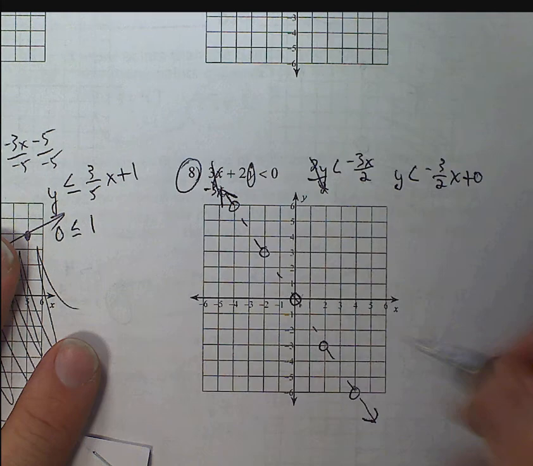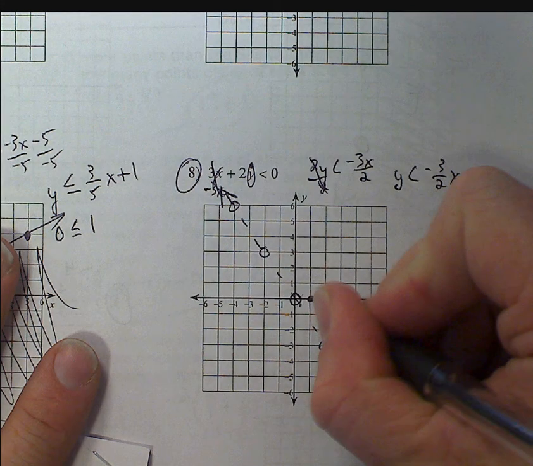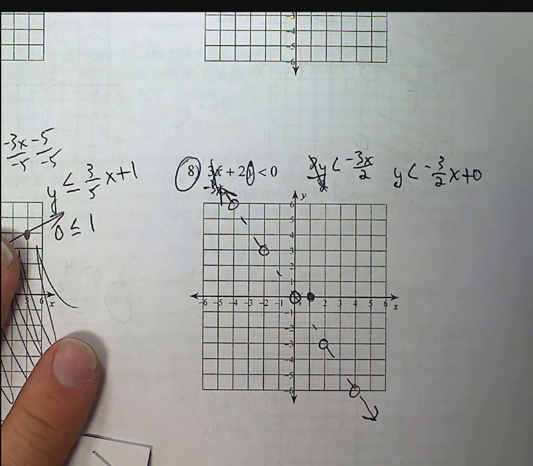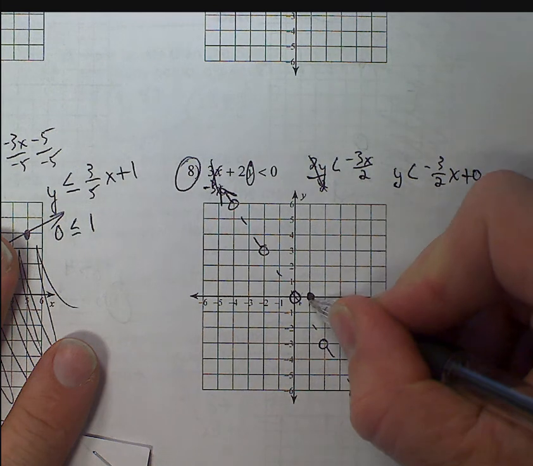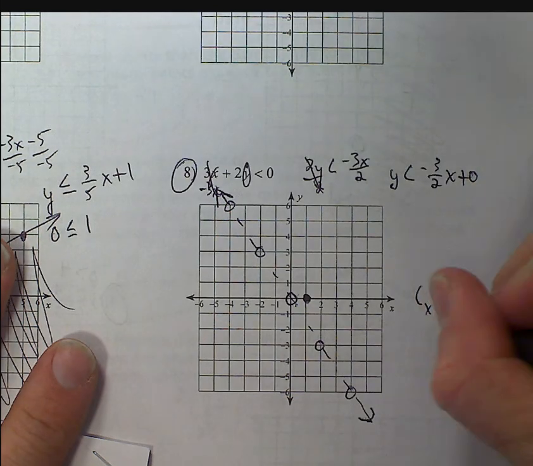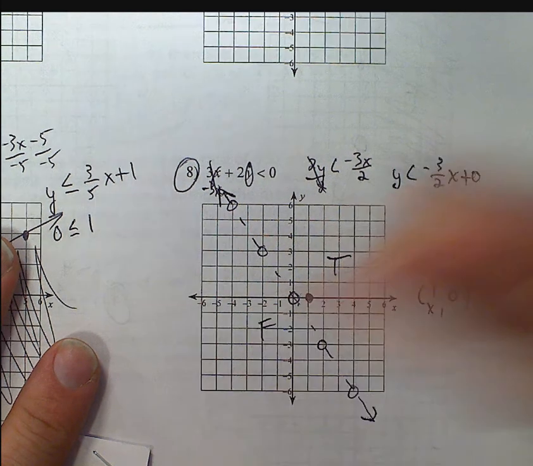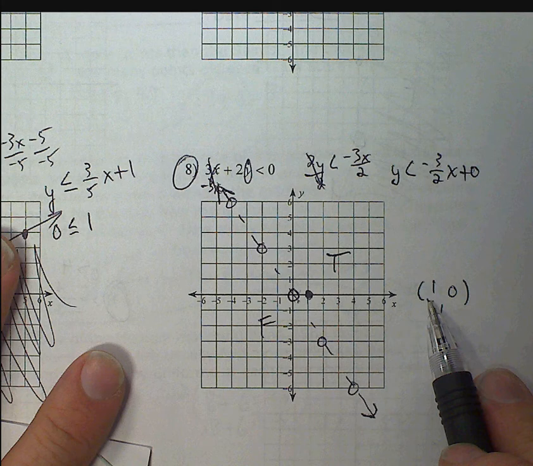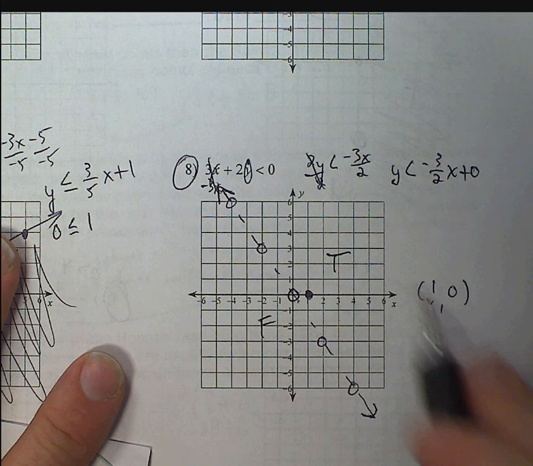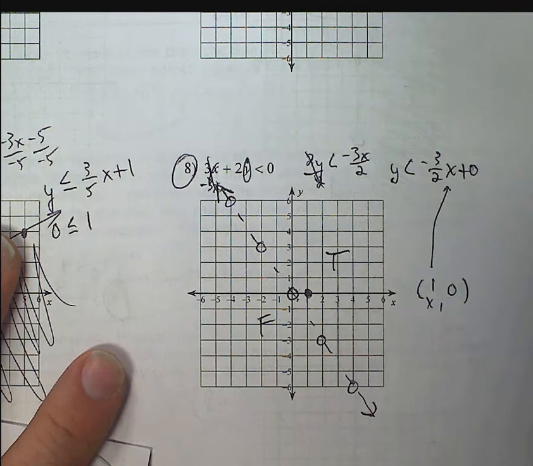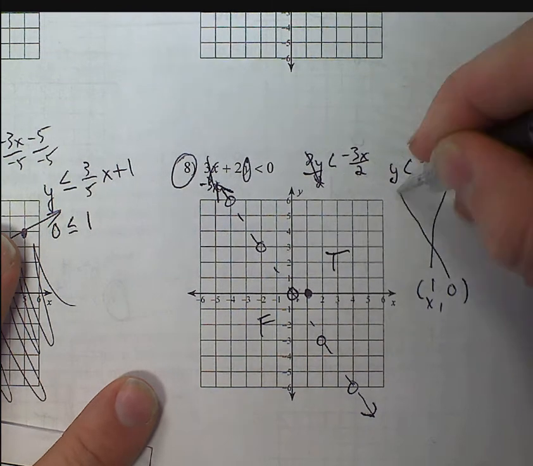This is where I was going to show you what happens. We're going to choose another point. I'm going to put a point here, and that point is 1, 0. That's my true side, that's my false side. So instead of plugging in 0, 0, I'm going to plug in 1, 0. So my x becomes 1, my y becomes 0.